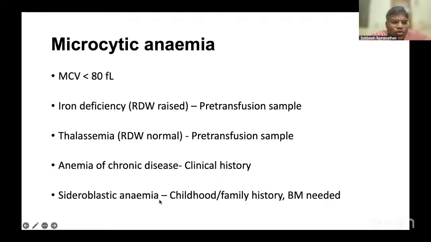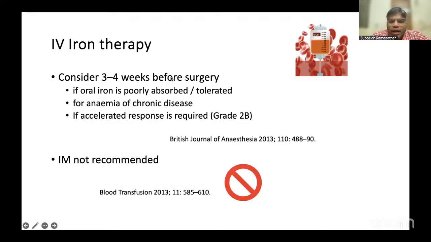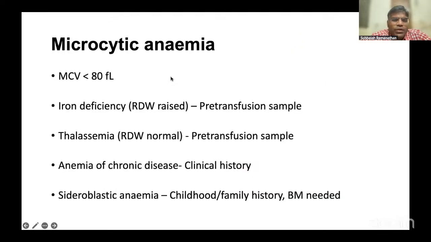Last is sideroblastic anemia, extremely rare, but you might get a history of childhood transfusions. This is one scenario in microcytic anemia where you need a bone marrow examination. For other things, you may not often need it. Family history is important in sideroblastic anemia. And so now we'll confine ourselves more to iron deficiency anemia.